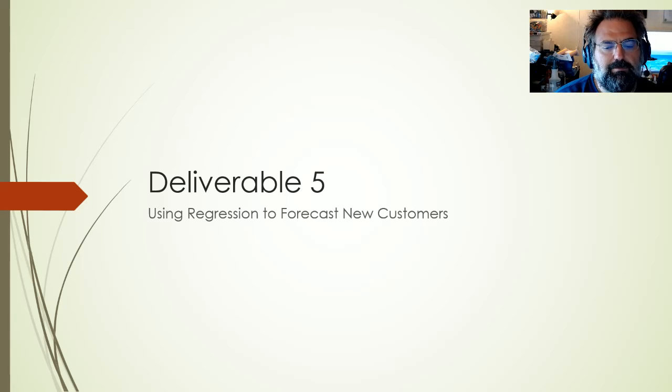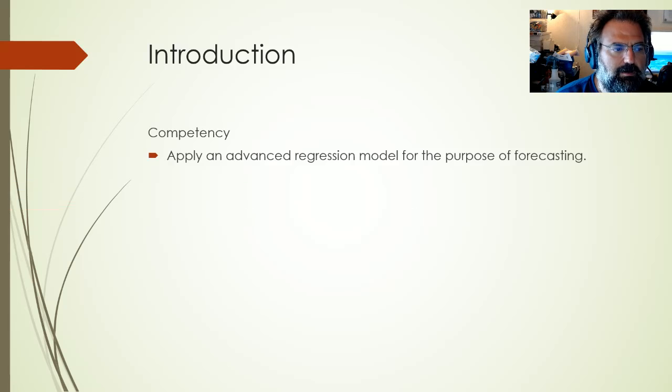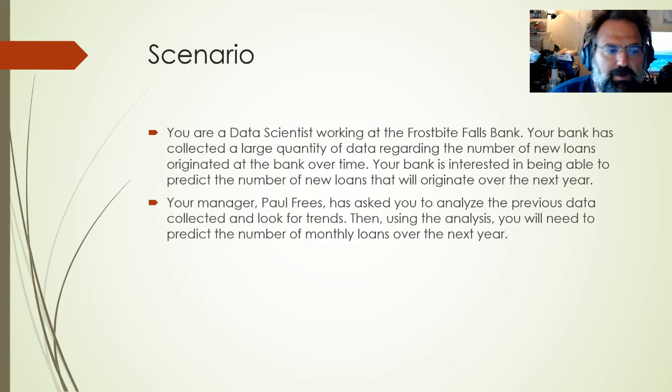So deliverable 5, something that's near and dear, I'm sure, to everyone's heart. The competency here is to be able to apply an advanced regression model for the purpose of forecasting, similar to what we've been talking about. Again, you're still a data scientist at Frostbite Falls Bank. Your bank's collected a large amount of data regarding the number of new loans originated at the bank over time. Your bank is interested in being able to predict the number of new loans that will originate over the next year. Your manager, Paul Fries, has asked you to analyze the previous data collected and look for trends. Then using that analysis, you need to predict the number of monthly loans over the next year.